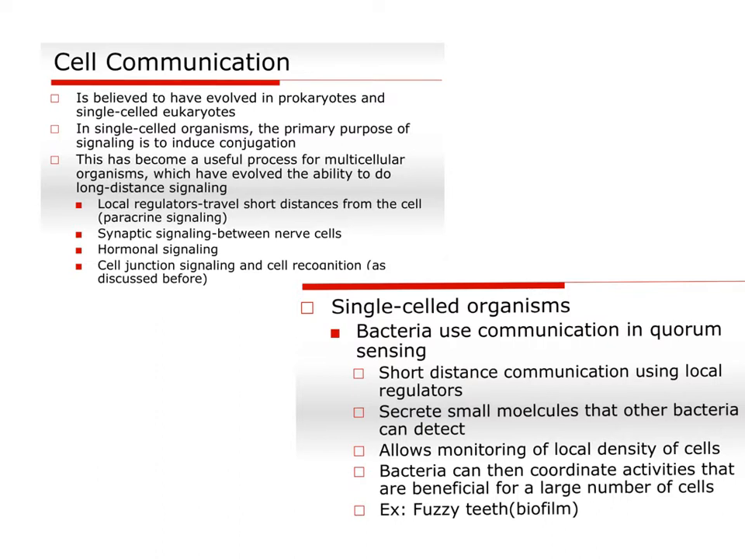And just as a quick recap, single-celled organisms do use communication in quorum sensing. So bacteria can sense how many of the same species are present and determine if they have enough power, basically, to overcome a person's immune system and turn virulent, right? And you saw that in the video.